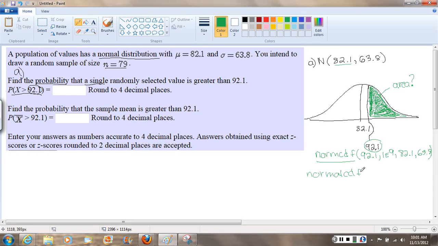Normal CDF. We enter that up and we put in 92.1, 1E9 with commas in between, then 82.1, comma, 63.8. And the answer we get when we do all that is 0.4377. So this area is 0.4377, or almost 44% of the total area under the curve. So the probability of having an observation 92.1 or greater would be 0.4377.